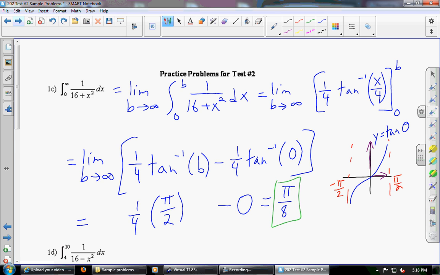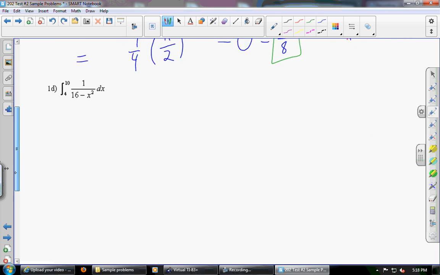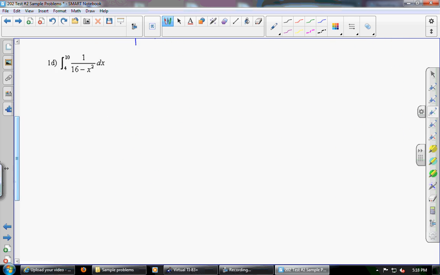All right, moving on to part D. This one is the integral from 4 to 10 of 1 over 16 minus x squared. So I guess it's the same idea as before because this integrand has a problem. What values of x are problematic for that fraction? In other words, when is that fraction undefined? The fraction is undefined at x equals 0, x equals 4, and x equals negative 4.